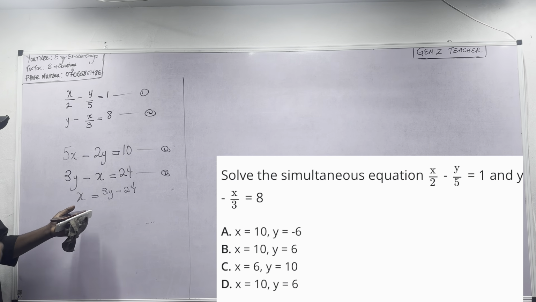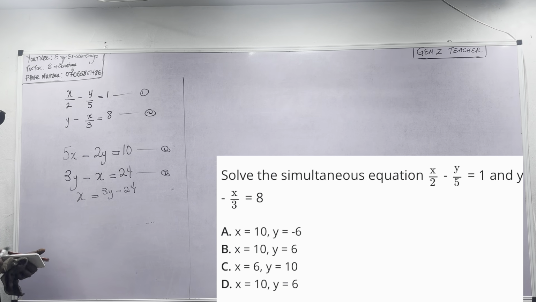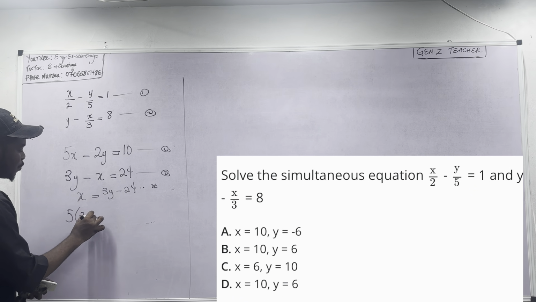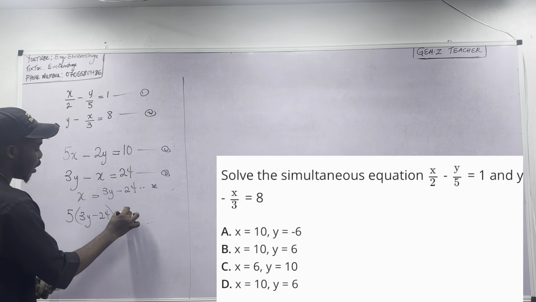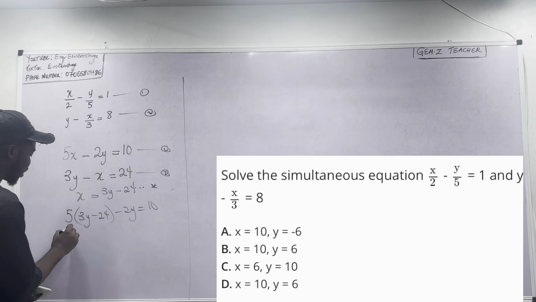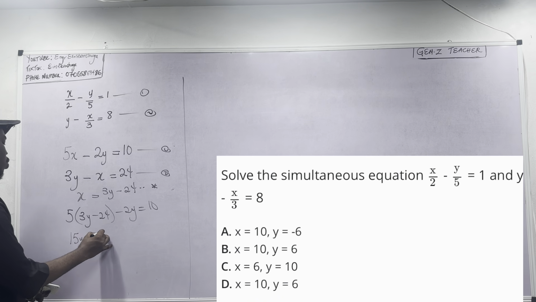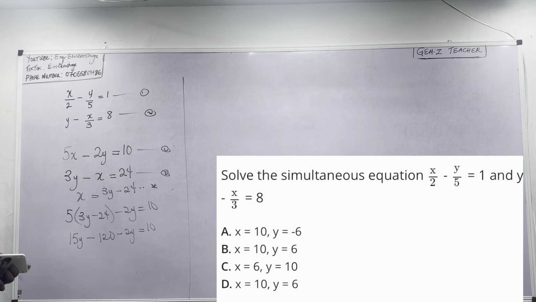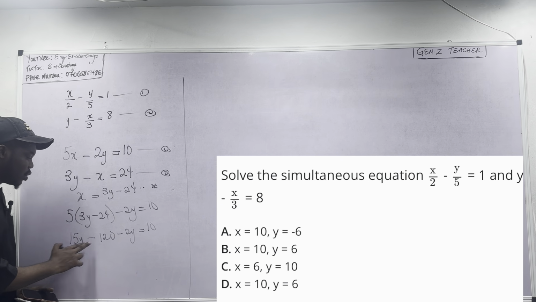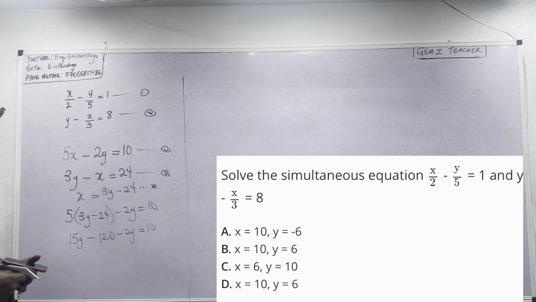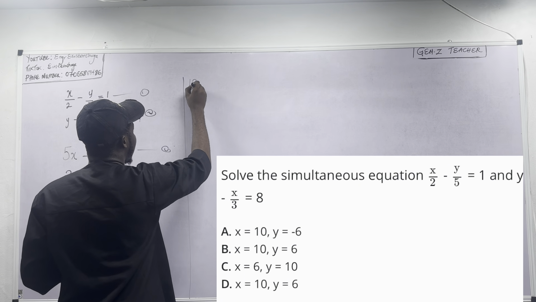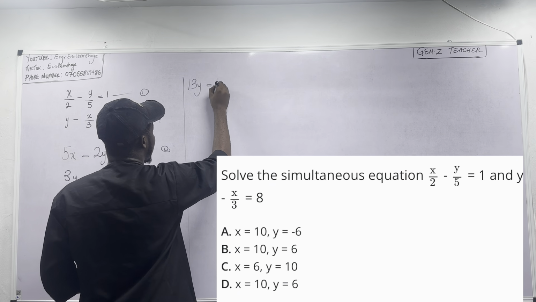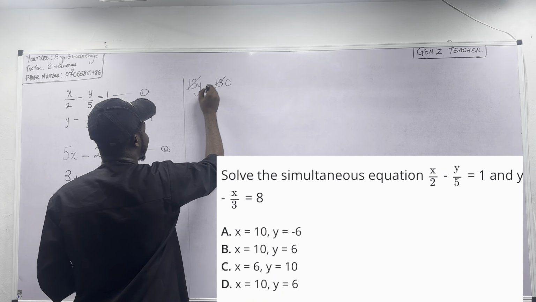Now from that, we're going to put this value of x into equation 1 so we can find the value of y. So we have 5(3y minus 24) minus 2y equals 10. Open the bracket, 15y minus 120 minus 2y equals 10. Now quickly finding the value of y. 15y minus 2y should give us 13y. We have 13y equals 10 plus 120 gives you 130. So cancel out, y becomes what?